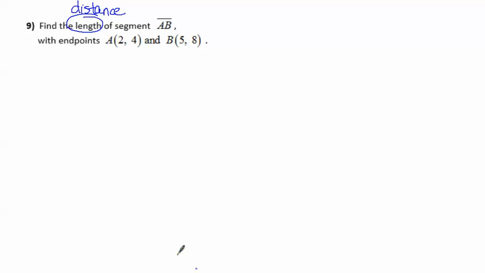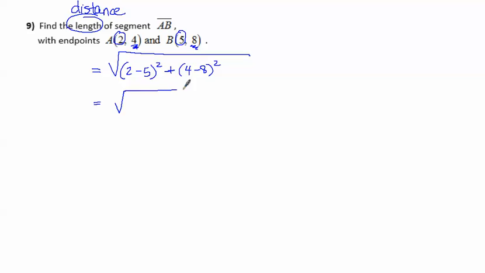So let's start. Do our square root symbol, and then you pick the x's that are 2 and a 5 and you subtract them. 2 minus 5 squared plus, then you do the y's. 4 minus 8. 2 minus 5 is a negative 3 squared. 4 minus 8 is a negative 4 squared.